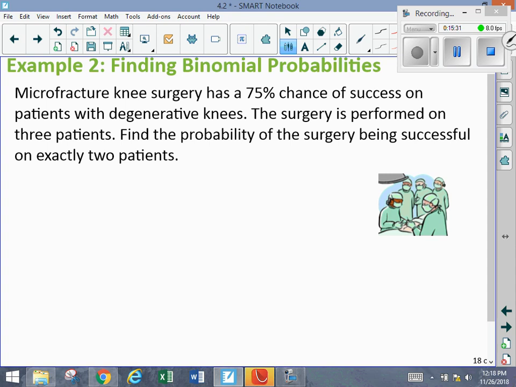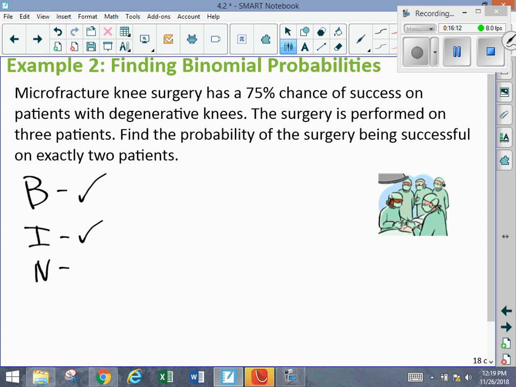So because it's exactly 2 patients, we're going to use binomial PDF in our calculator. But first of all, let's not get ahead of ourselves. Let's first see if we're allowed to use the binomial distribution in order to calculate this probability. So, first of all, is each trial either success or failure? If one surgery goes well, do you think that increases or decreases the chance of the other surgery going well? No. They're probably unrelated.